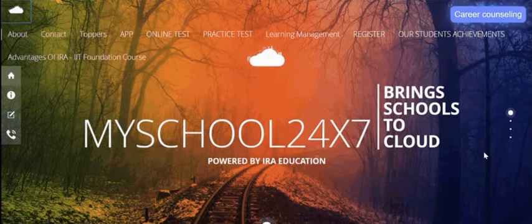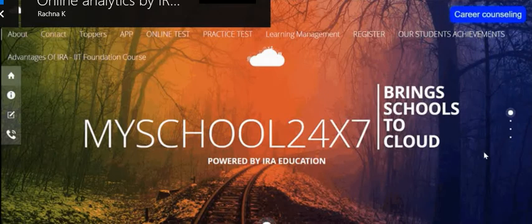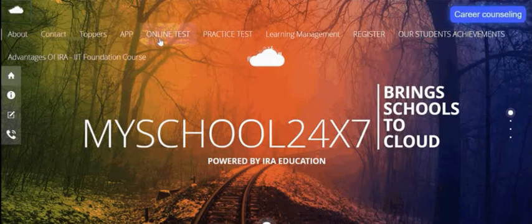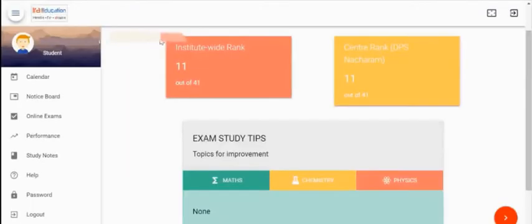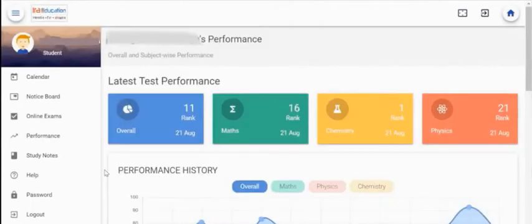myschool24x7.com. On its homepage, we see a button for online test. On clicking it, we go to the student's homepage. Let's start with the home page, which is the first page that we encounter after we log in successfully.